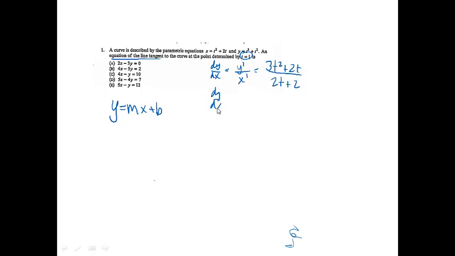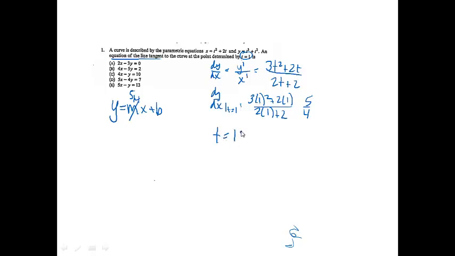So dy dx at t equals 1 will be 3 times 1 squared plus 2 times 1 over 2 times 1 plus 2. If I work that out, I will get 5 over 4. So I just found out that my m is equal to 5/4. Alrighty. Okay, so now I need my x and my y value.